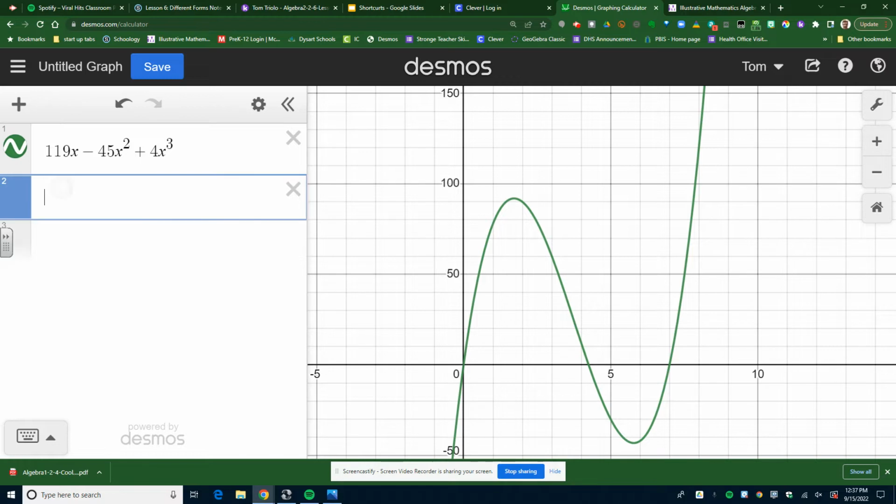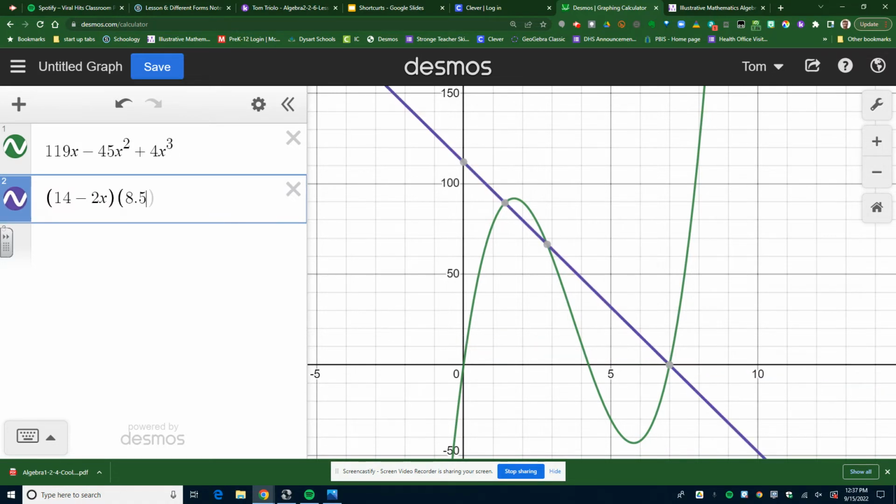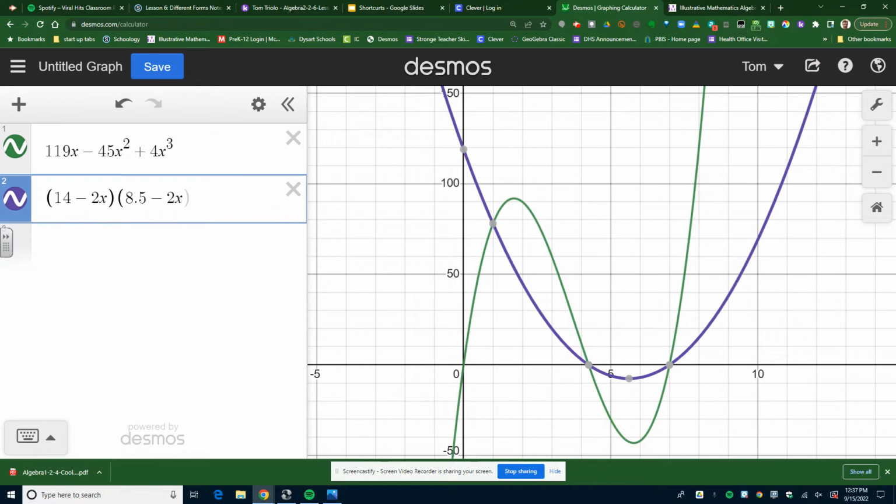And then what was it? So was it 14 minus 2x? Why am I doing this? This is one way I could do what? I'm checking my work. Okay, so that green should turn purple.